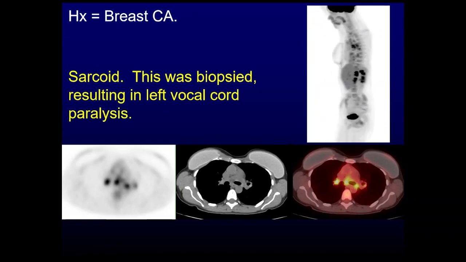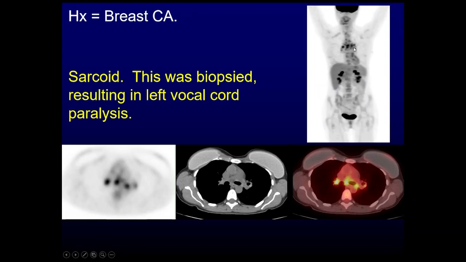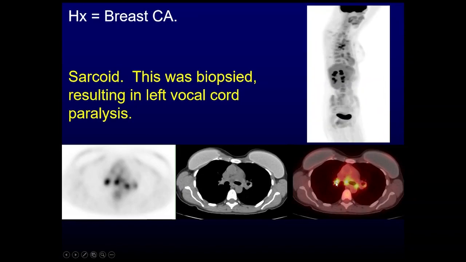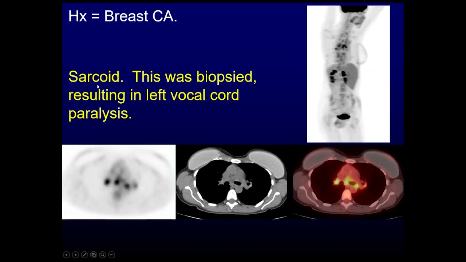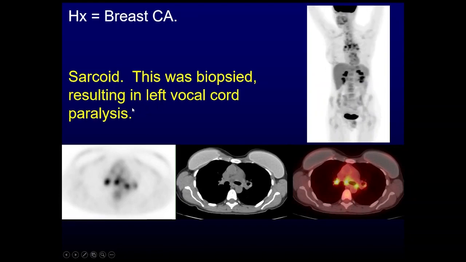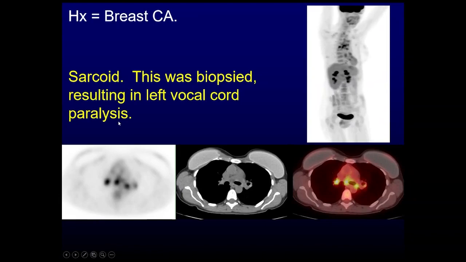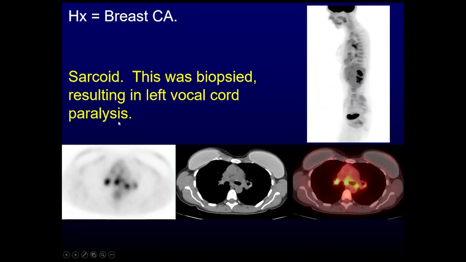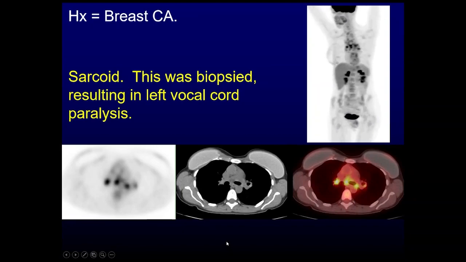So look out for sarcoid, because in this particular patient, this was misinterpreted as possibly malignant, and the patient underwent a mediastinoscopy and biopsy, which of course demonstrated benign sarcoid, but the patient had a vocal cord paralysis side effect from the mediastinoscopy, which could have been entirely avoided if the FDG PET-CT had been appropriately read.